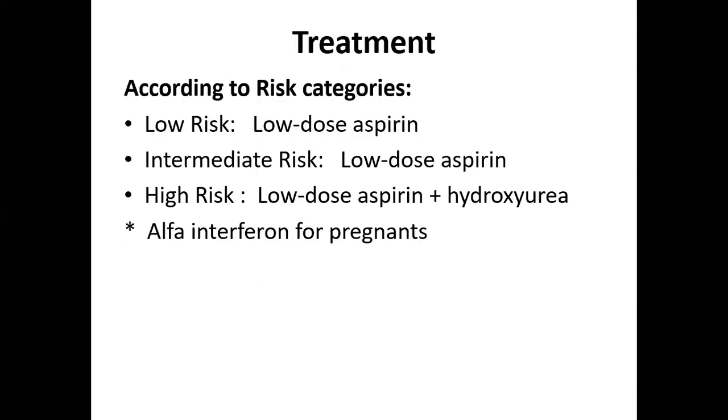The treatment depends on the risk category of the patient. For low-risk patients and intermediate risk patients, they should receive low-dose aspirin, while high-risk patients should receive low-dose aspirin, and we should decrease the platelet count, mainly by hydroxyurea, but in pregnancy, we prefer to use alpha interferon.